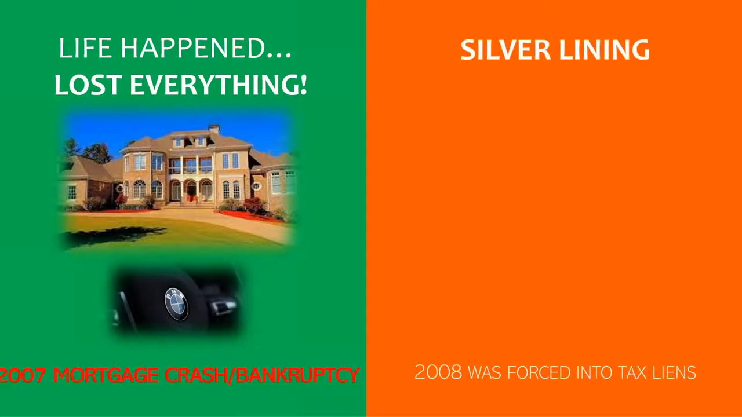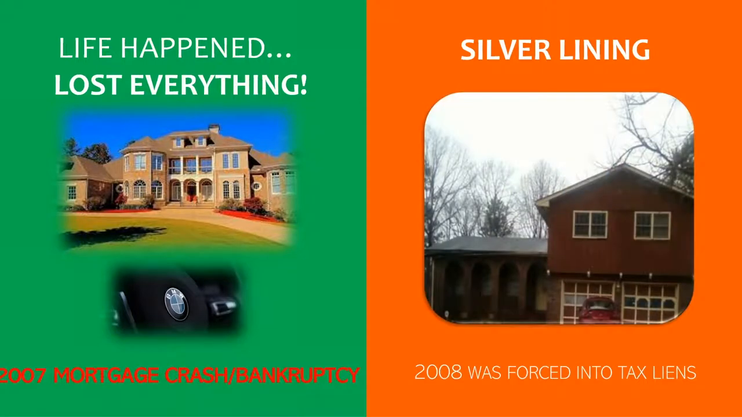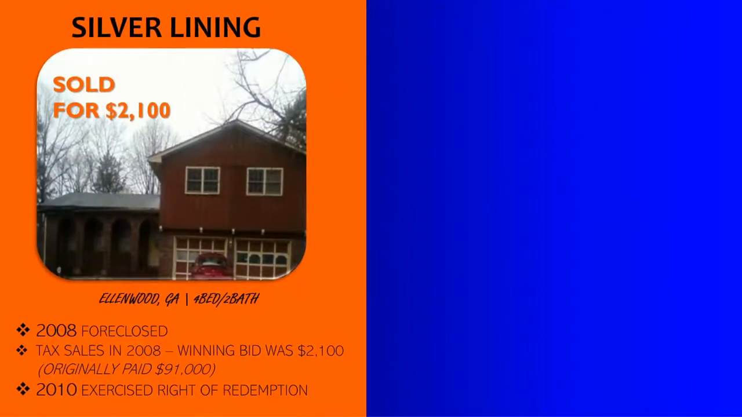So now this person was pretty much starting from ground zero. But then in 2008, when things still had not ironed out, this one home came into play in a very big way. This home went into the tax sale and was sold to someone else on the county courthouse steps. The silver lining here is that this home was sold at auction to a tax lien investor for $2,100, and the taxes owed on this home back in 2008 were that $2,100.